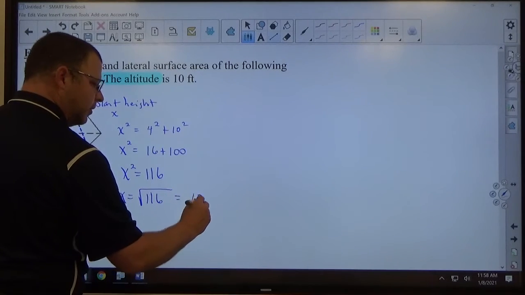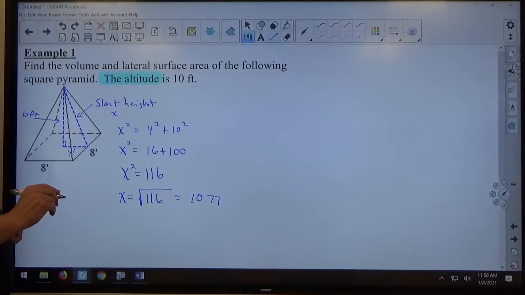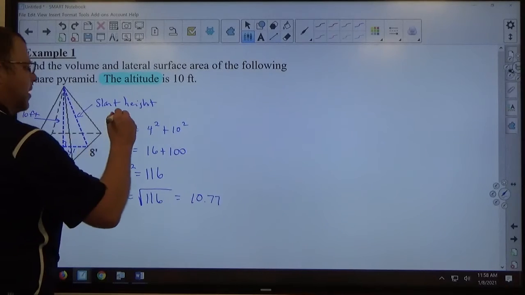Somebody have a calculator? 10.77. Is that rounded correctly? Yeah, that's under 0. Okay, perfect. 10.77. So the slant height of this thing is 10.77 feet.